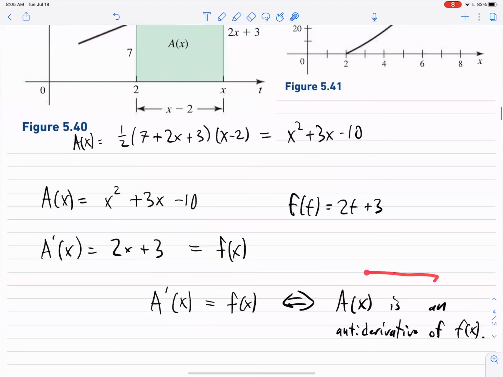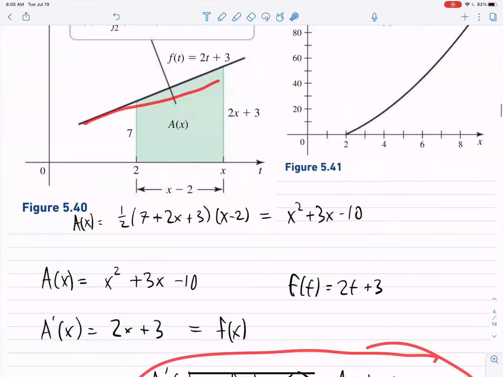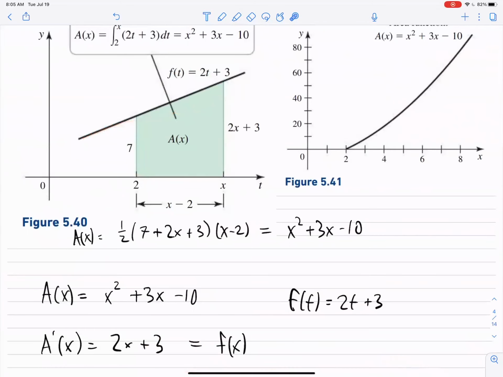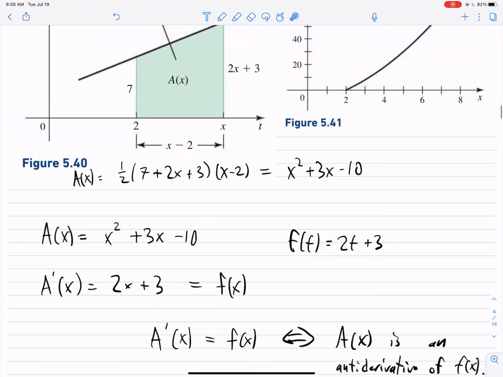And so this is the key relationship between the area function and the function we're taking the area under, that the area function actually is an antiderivative of that function, or said another way, if you take the derivative of the area function, it is the function. And so that is the fundamental theorem of calculus.